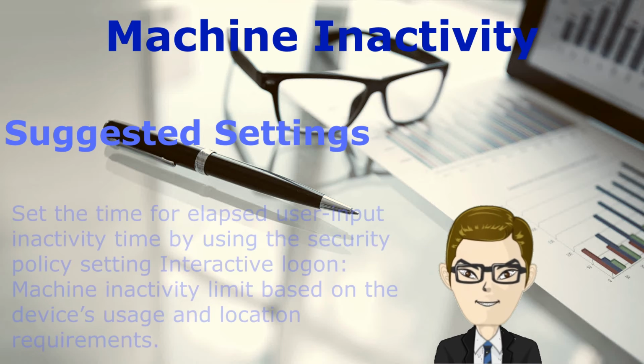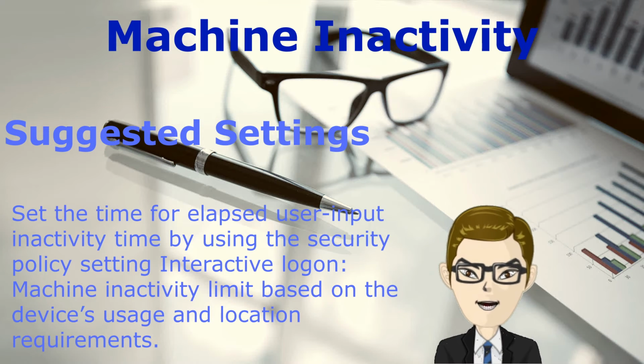Suggested settings. Set the time for elapsed user input inactivity time by using the security policy setting interactive logon, machine inactivity limit based on the device's usage and location requirements. For example, if the device or devices is in a public area, you might want to have the device automatically lock after a short period of inactivity to prevent unauthorized access. If you run computers that store sensitive data, with monitors displayed in unsecured locations, or if you have computers with sensitive data that are remotely accessed, revealing logged-on users' full names or domain account names might contradict your overall security policy.